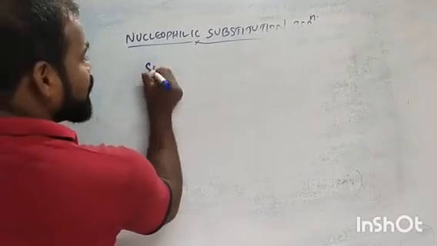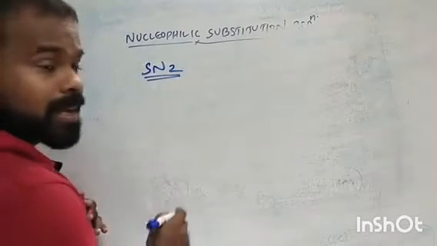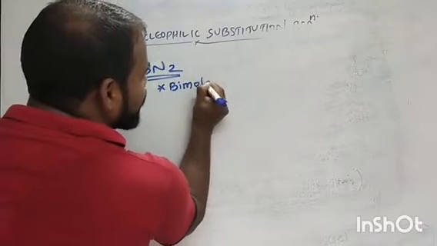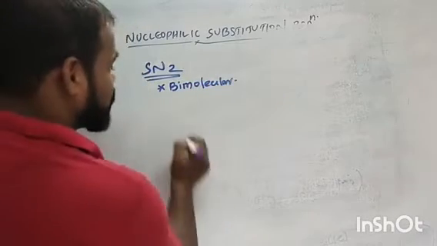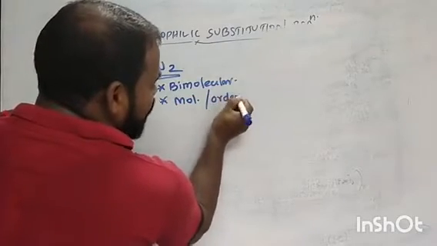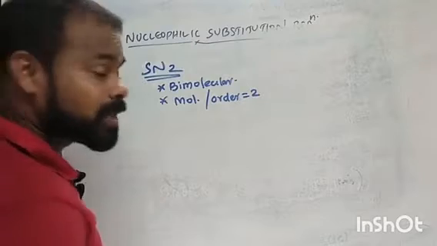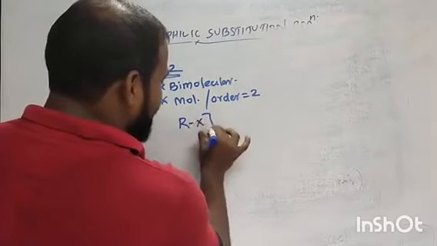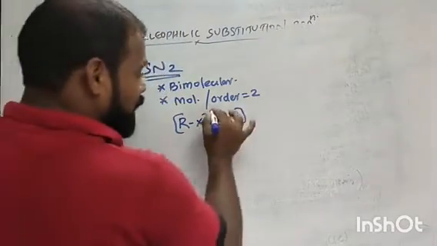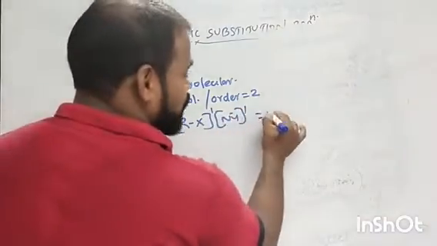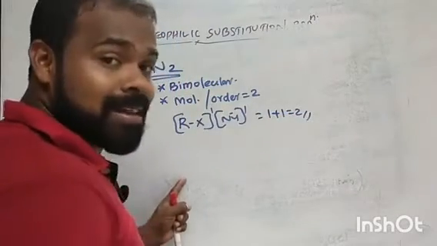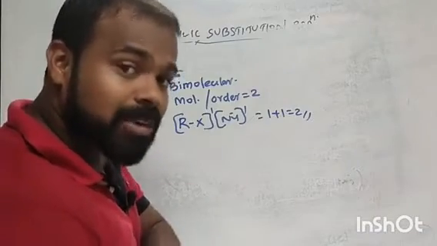Next, now we are going to discuss the SN2 mechanism. It is a bimolecular mechanism. The molecularity, or its order, is equal to 2. Reason: here we take the RX concentration and the nucleophile concentration both. RX 1, nucleophile 1. Total equal to 1 plus 1, that is 2. It is bimolecular and its molecularity is equal to 2.